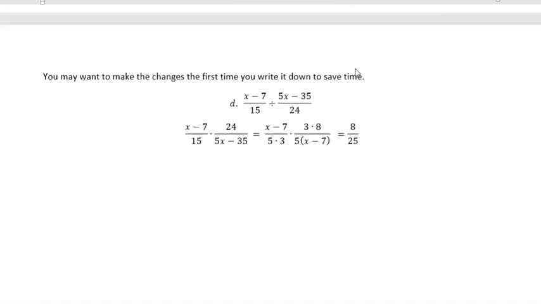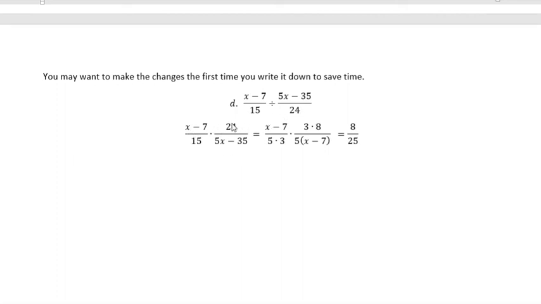And finally, the last one, I'm going to say this. If I was given this problem, I wouldn't rewrite that and then change it. I would just change it in the first step. So I wanted to say that that's okay. So if you were seeing this in the book or on the computer, just go ahead and write it down as change your division to multiplication and flip that second term. That's the reciprocal, 24 over 5x minus 35.